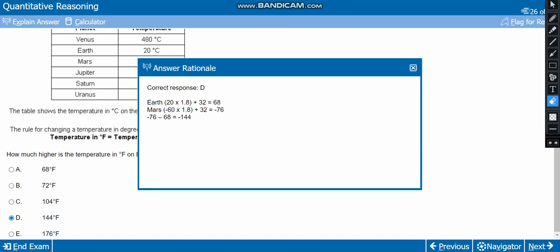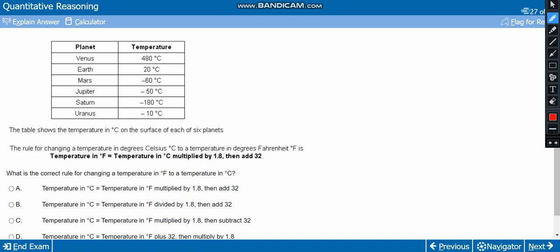And there's the answer rationale. The third question asks us to find a rule on how to convert temperature from Fahrenheit to temperature in Celsius. So in order to do that, we need to work backwards. Now, if we were working in Celsius, to find out Fahrenheit, we first multiply by 1.8 and then add 32. And that gives us Fahrenheit. But now we need to find some sort of calculation that reverts us from this to that, i.e. leaving only the Celsius to one side. So rearrange this equation, basically.